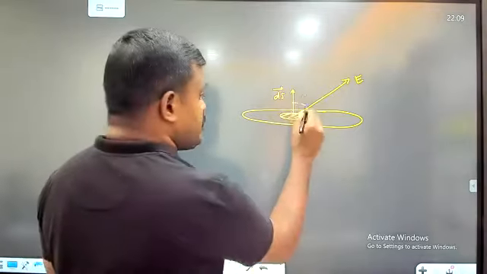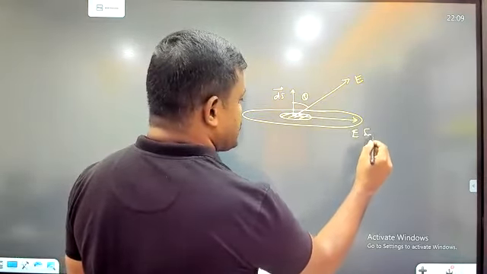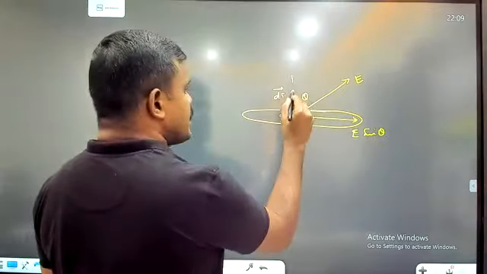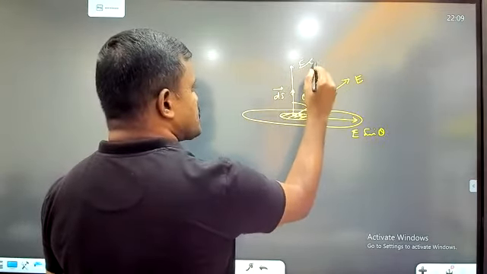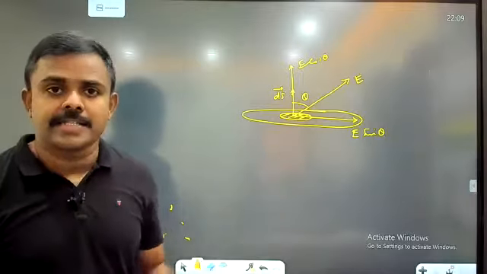I can split this electric field into two components. What are they? This is E sine theta and this is E cos theta. There is a normal component, E cos theta. So there are two components over here. First one is E sine theta, second is E cos theta.